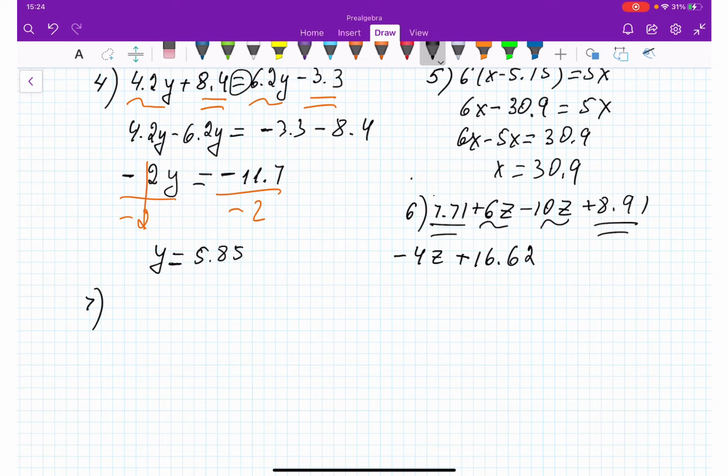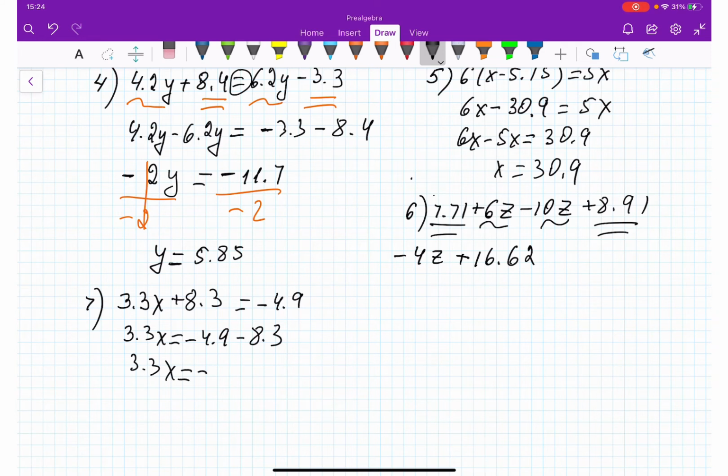So what do we have here? We need to solve the equation. This time we need to solve 3.3x plus 8.3 equals negative 4.9. So 3.3x is equal to negative 4.9 minus 8.3. So 3.3x is equal to negative. Let's add 4.9 plus 8.3.